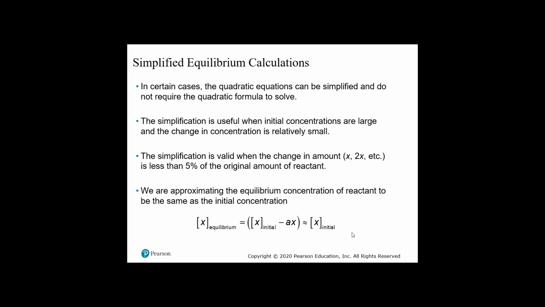So the simplification is valid when the change in the amount, when we use a variable of X, 2X, etc., is less than 5% of the original amount. So that just means that normally we would have our initial concentration minus a coefficient times X. We would simplify this by, instead of doing the subtraction, just keeping the original concentration amount.